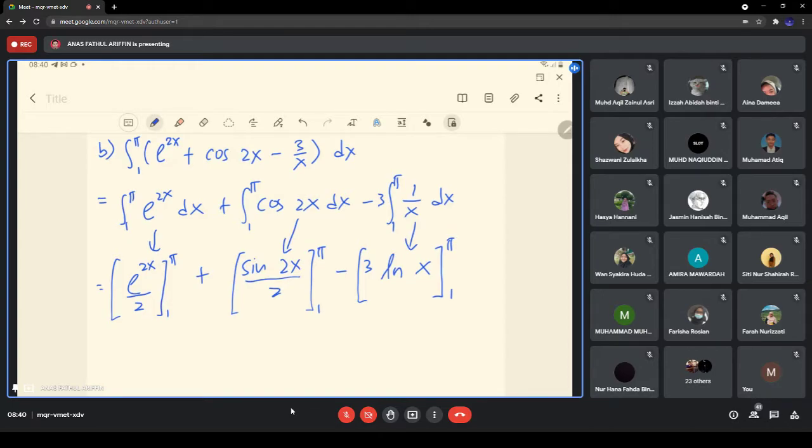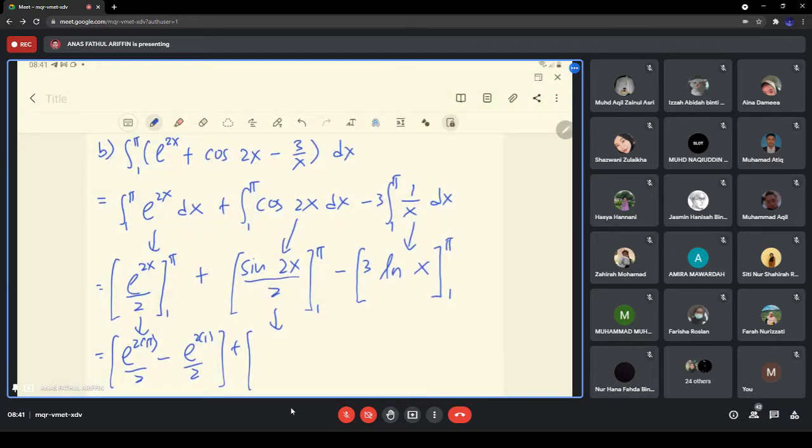So now kita substitute. Okay, kita solve satu-satu. Okay, untuk e power of 2x over 2 ni, kita gantikan dia punya x with the upper limit pi and lower limit is 1. So we have, okay, e power of 2x, x tu kita gantikan dengan apa tadi? Gantikan dengan pi dulu. Okay, and then over 2. And then minus e power of 2 times 1 over 2. Okay, ni upper limit, yang ni lower limit. And then plus untuk sin pula.